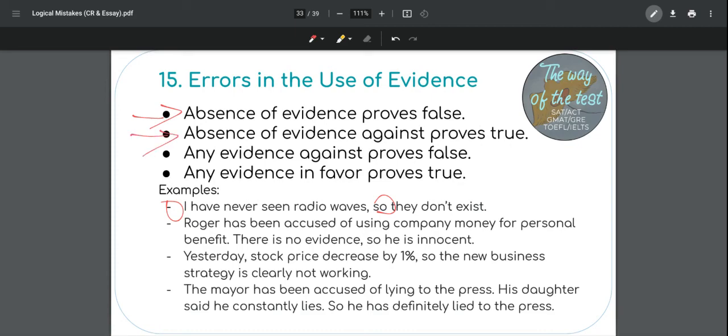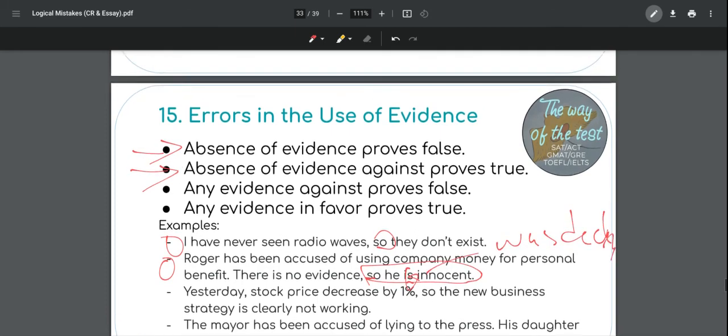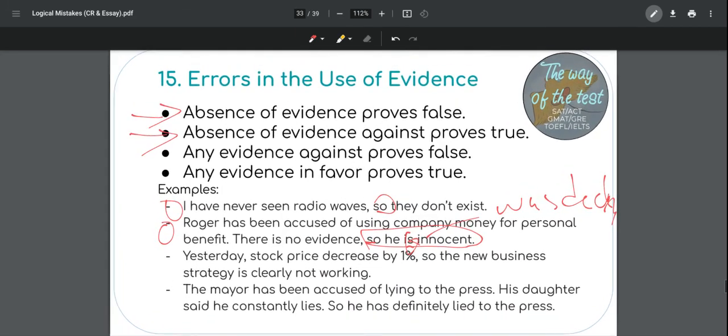The second example: absence of evidence against something proves that the thing is true, like in a crime court, which, again, in a crime court is kind of true, but for moral reasons. Roger has been accused of using company money for personal benefit. There is no evidence, so he's innocent. According to the law, he may be innocent, but he may have just used company money for personal benefit and covered all his tracks. We don't know, right? Absence of evidence doesn't prove it true. And this is why words matter. We can say he was declared innocent, which is perfect, but we don't know whether he is innocent.